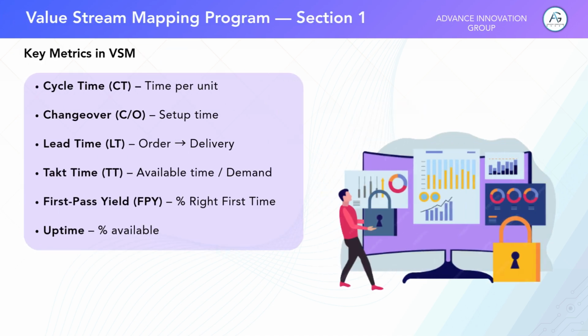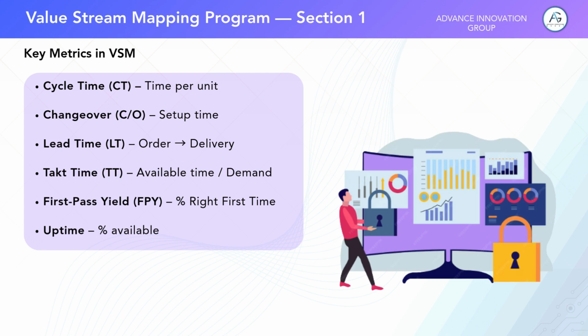These are the key metrics used in value stream mapping. Cycle time CT, time taken to produce one unit. Changeover CO, the setup or adjustment time between two products or batches. Lead time LT, total time from when the order is received to when it's delivered.